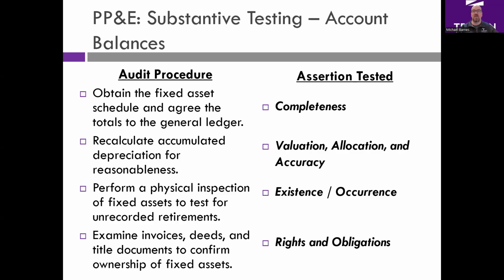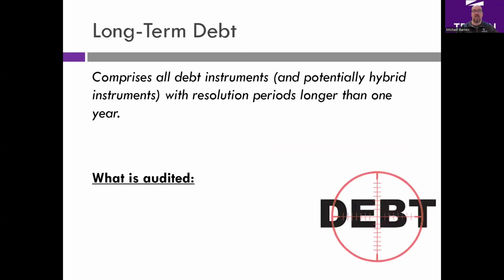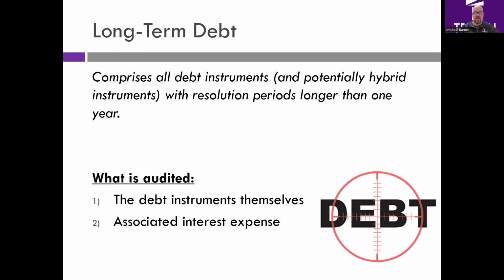All right. So we're off the assets. Let's move over to the other side of the balance sheet. Let's talk about some liabilities. So long-term debt comprises all debt instruments and potential hybrid instruments with resolution periods longer than 1 year. So what is it that we're auditing? Well, we're going to audit the debt instruments themselves and the associated interest expense.